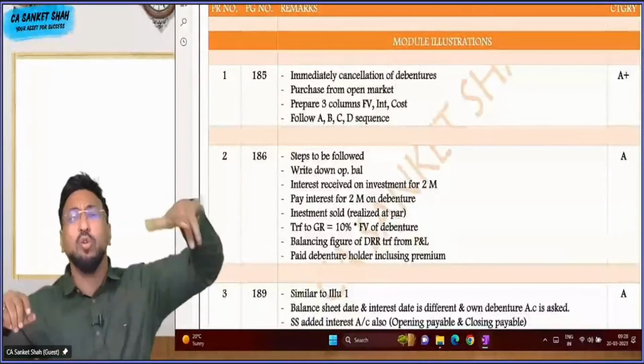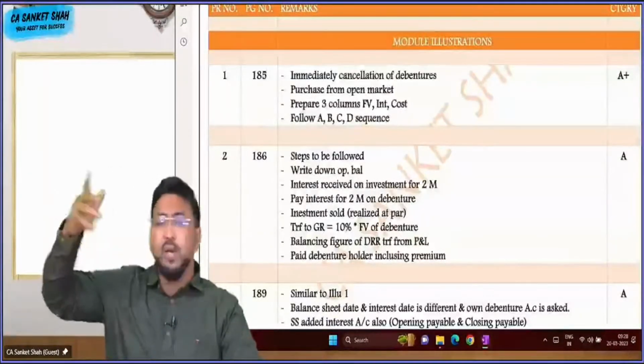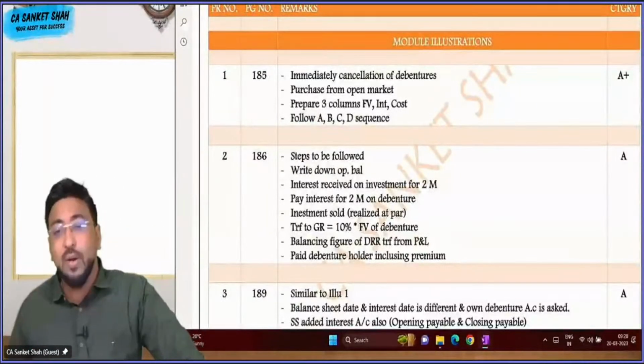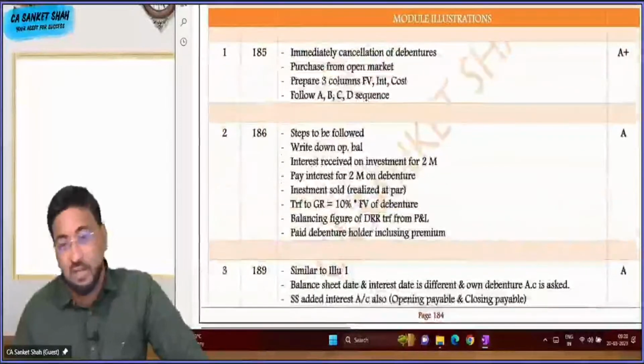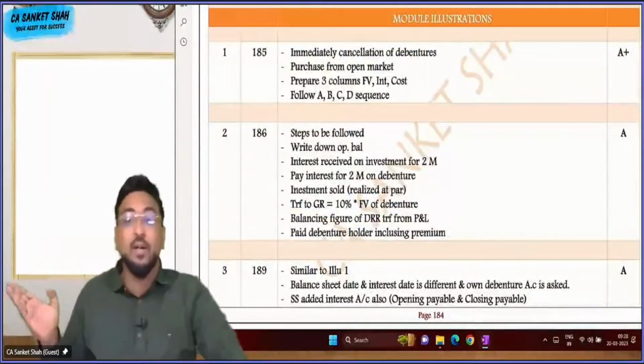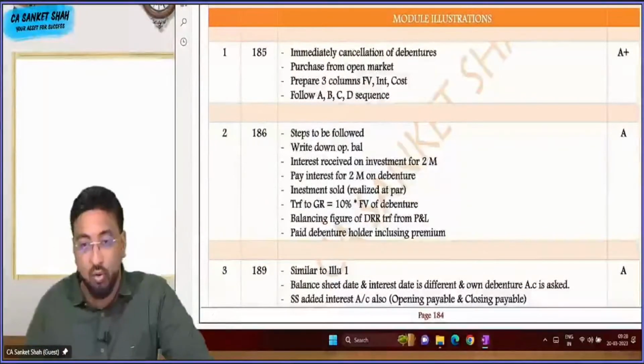Immediately cancellation of debentures: open face value column, interest column, and ex interest column. Own debentures is not open, that's why open all three columns. Then purchase from open market: don't open all, follow the sequence A B C D. A means face value, B is interest, C inner column. If it is ex interest, don't deduct interest. If it is cum interest, deduct interest. And D is the outer column. Remember this. First question easy.